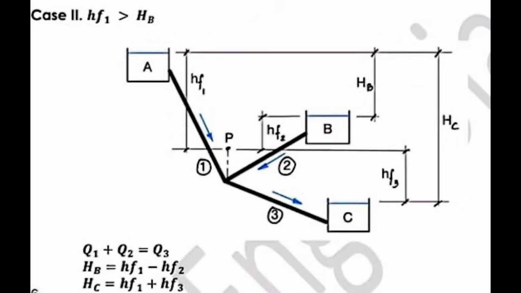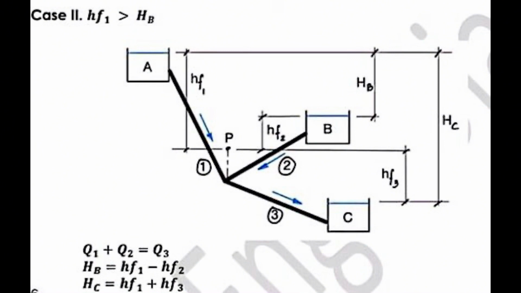Now for case number 2, that means head loss in pipe 1 is greater than the head in reservoir B, because of the flow from the highest reservoir A and the flow from B towards the junction. So we know that when we are dealing with the movement of water, the movement is from the region of high pressure to the region of lower pressure. Since the piezometer reading is lower, that means the movement of water will be from B up to the junction.